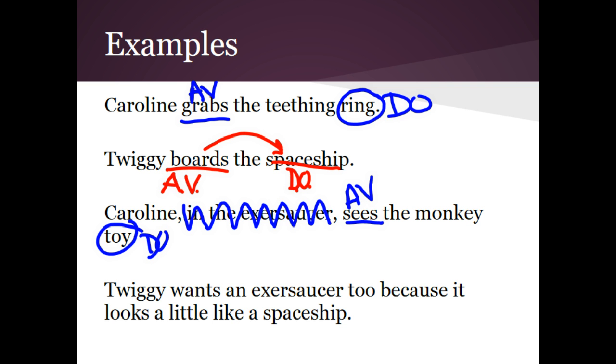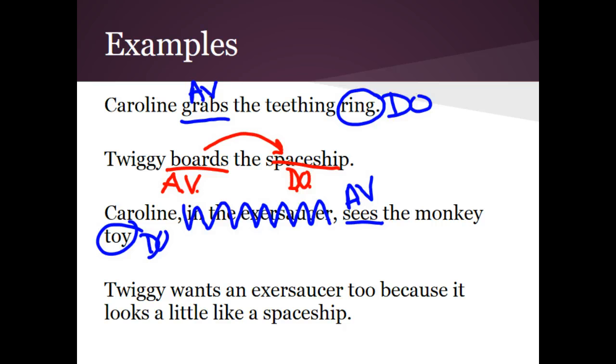All right, one more. We'll take a quick moment to say that it's not Carolyn, it's Caroline, Mr. Hepworth. Also, Twiggy wants an Exer-Saucer too because it looks like a little spaceship. A little like? It looks like a spaceship.